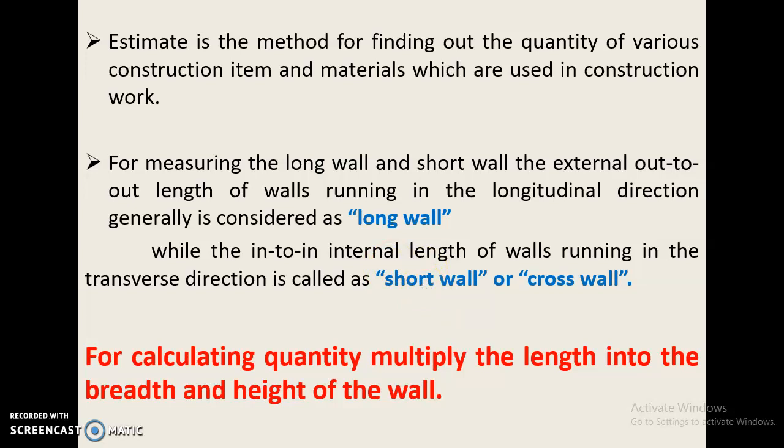It may be noted that the wall which is taken first is to be treated as the long wall, though its length may be lesser, and the other will be treated as the short wall. The wall which is perpendicular to the long wall is considered as the short wall. Once you get the actual length of the long wall as well as the short wall, you can multiply the length into breadth and height of the wall, then you will get the quantity.